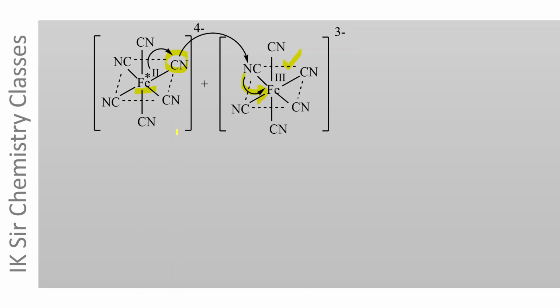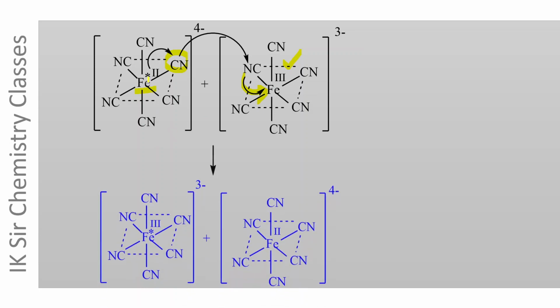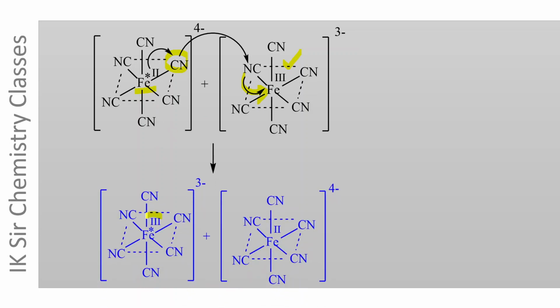As a result of this electron transfer, labeled Fe2+ ion is oxidized to Fe3+ ion, while non-labeled Fe3+ ion is reduced to Fe2+ ion, and the charge on the coordination sphere also changes accordingly. Here 4- charge and 3-. In this case, the charge is 3-: 3+ and 6- is 3-. In this case, 2+ and 6- on CN- ions, overall 4-.